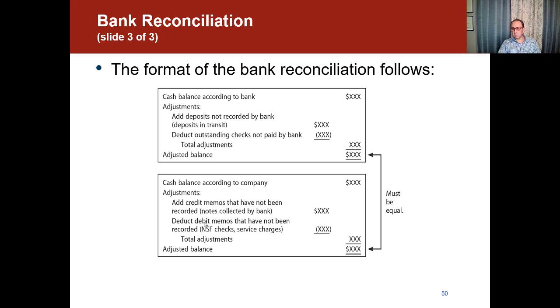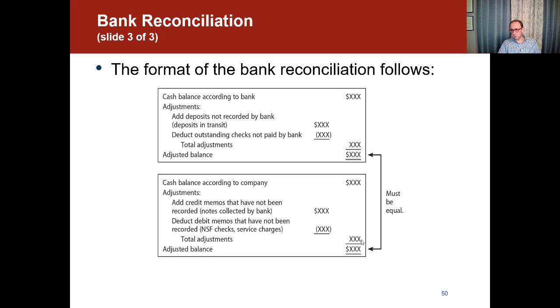The other things that can be deducted from our cash balance according to our ledger are debit memos that have not been recorded, something like non-sufficient fund checks or NSF checks, or service charges that are charged by the bank. Again, this kind of information we only know when we receive the bank statement from the bank. So once we add the credit memos and deduct the debit memos, we get the total adjustments.